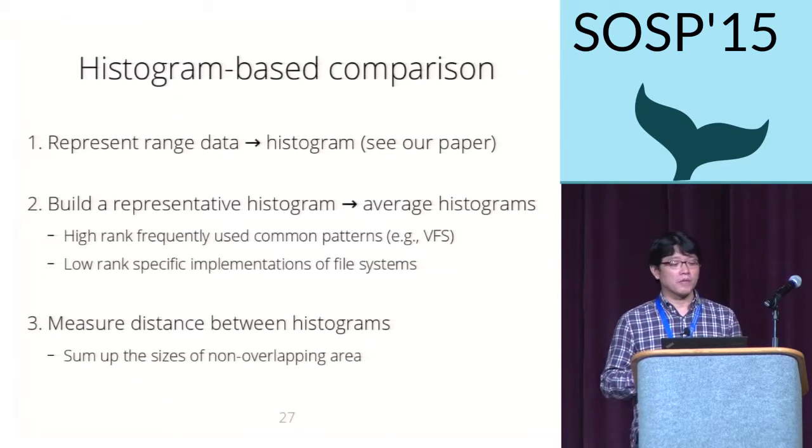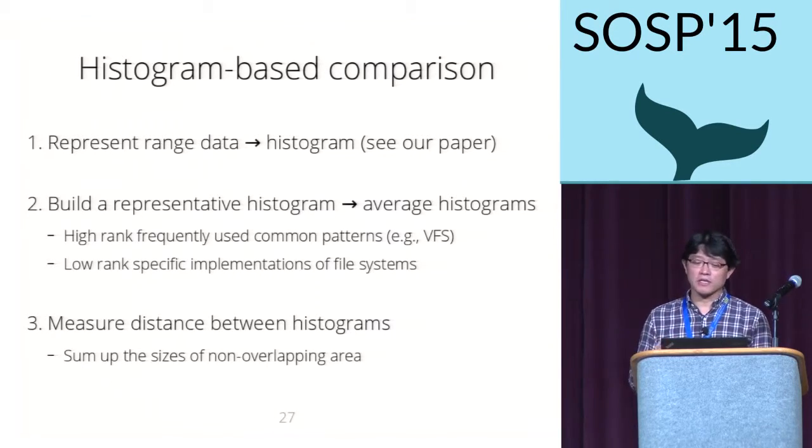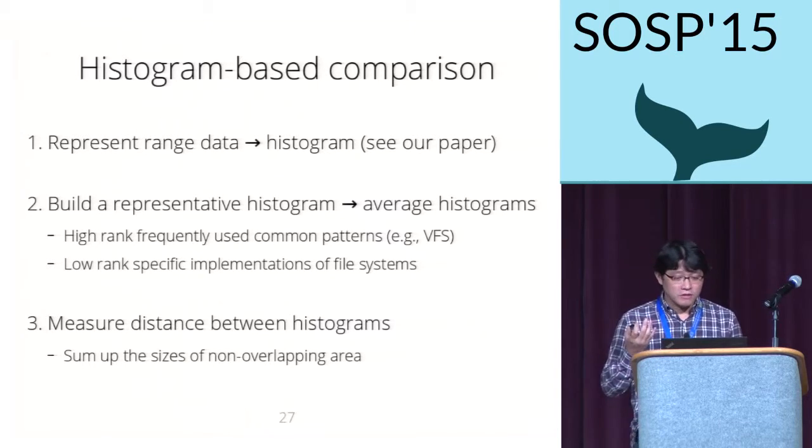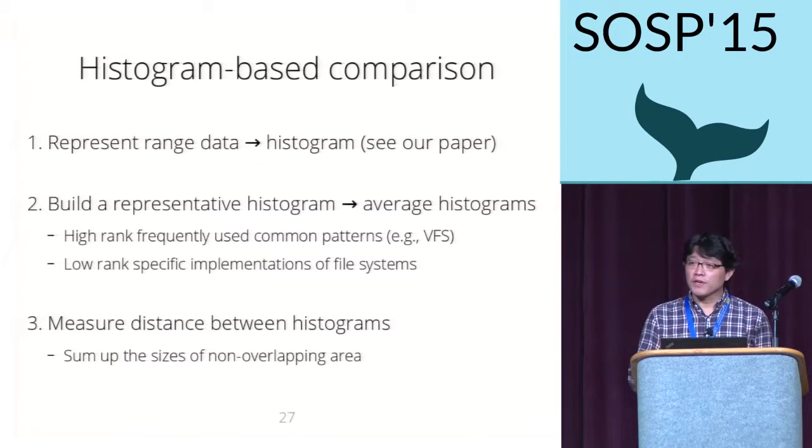The second step is to build a representative histogram by using the histogram average operation. As I said before, the purpose of the histogram-based comparison is to find deviant sub-ranges. In order to find the deviant sub-range, we need to define what the majority is. And the histogram average operation is one of the ways to represent the majority. And the third step is to calculate the distance between the average histogram and the per-file-system histogram. This last step is for finding a deviation.